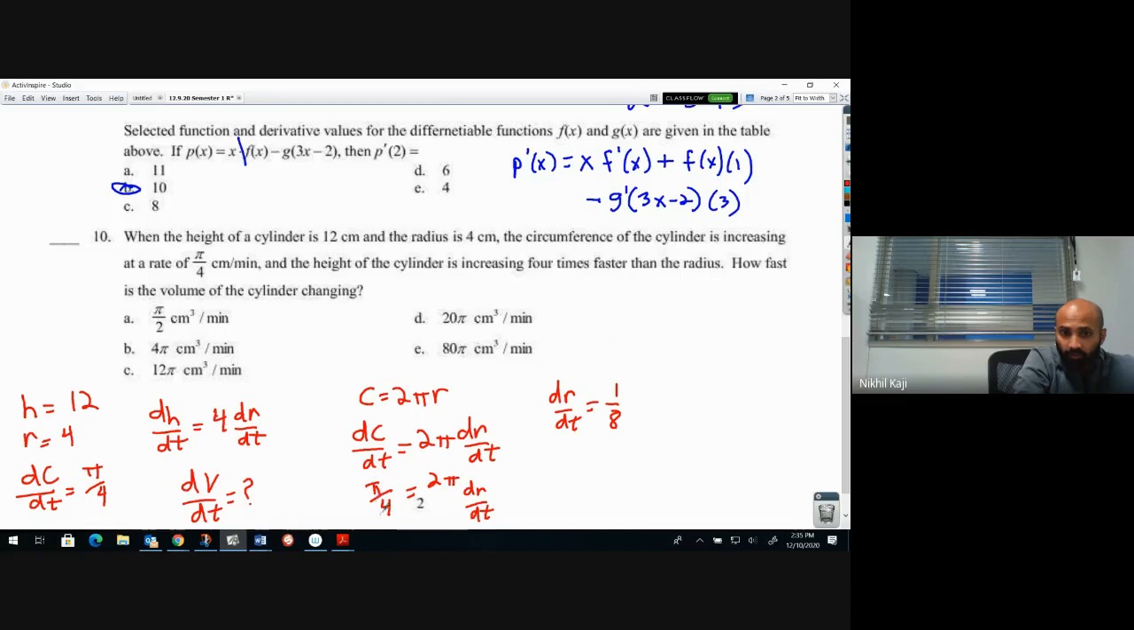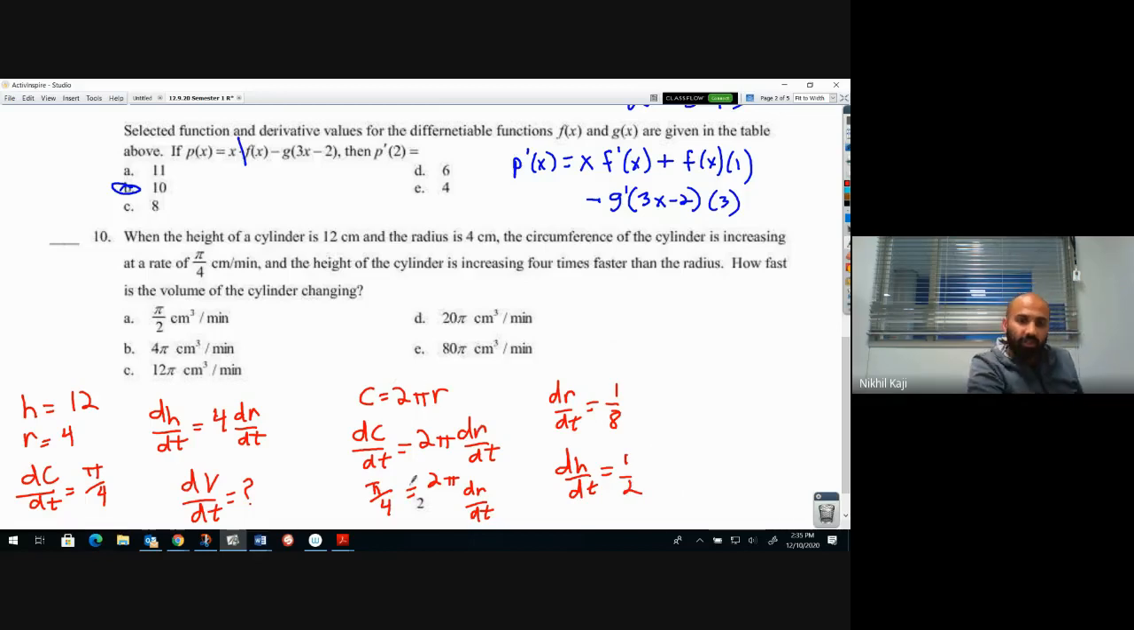I just divided pi over 4 divided by 2 pi, and the pi's canceled out, and the 2 stays on the bottom, so we get 1/8. So now we get dh dt. Look over here, dh dt is just 4 times whatever that is, so that's 4 over 8, which is 1/2.